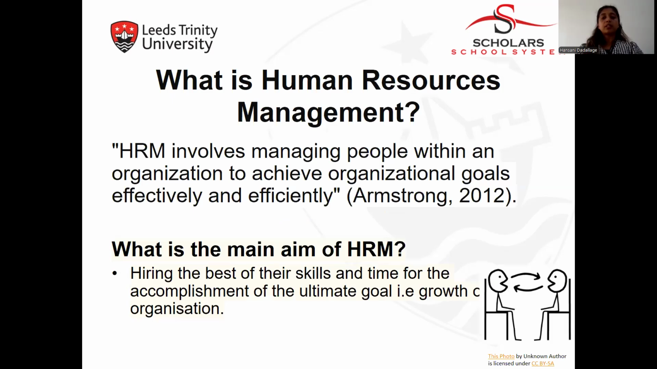So first, let's see what is human resource management. Human resource management has been defined by several scholars. This is one definition forwarded by Armstrong. He says HRM involves managing people within an organization to achieve organizational goals effectively and efficiently. So HRM is associated with achieving organizational goals while managing their employees. Then let's see what is the main aim of HRM: hiring the best of their skills and time for the accomplishment of the ultimate goal is the main aim of HRM.